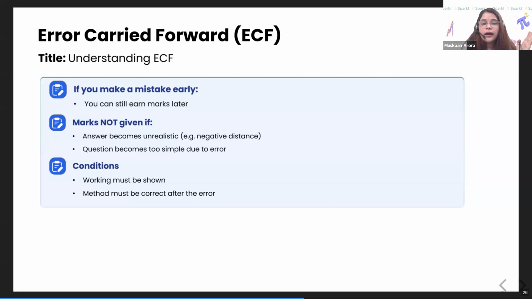Then, while you are working on an ECF basis, let's say you made an error and you think that going back and making it correct would take longer, then you decide to continue with the mistake to earn some ECF marks. Make sure to show the entire working, and your method must also be correct. If the method is also wrong, then what's the point after that? Right? Arush, what do you think about this?